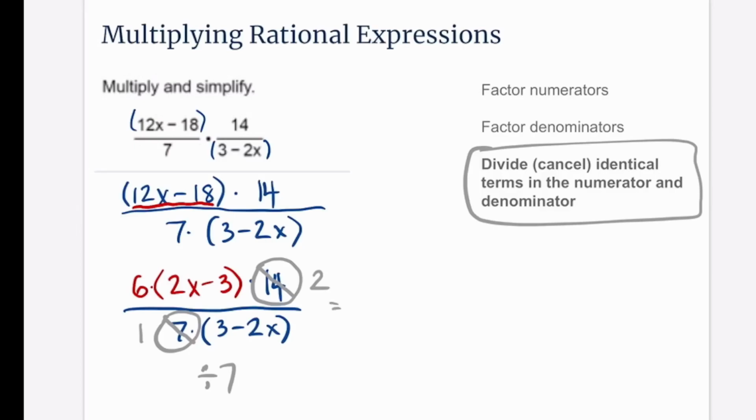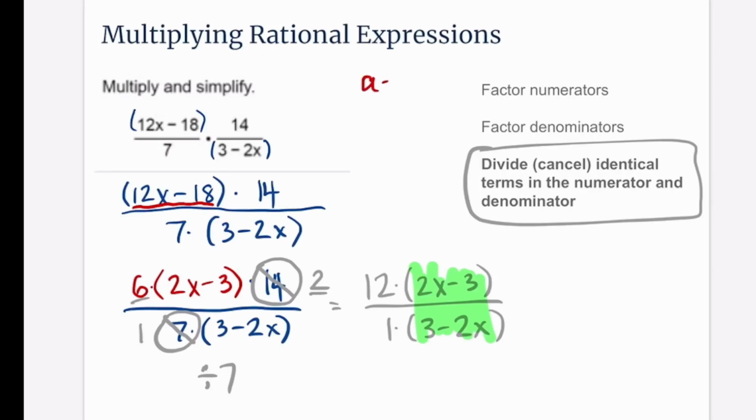So now I have in the numerator 6 times 2. So I have 12 times 2x minus 3. And in my denominator I have 1 times 3 minus 2x. Now here's a special case. What we have in the parentheses are not exactly the same. So technically, if they're not the same, we shouldn't be able to cancel them. However, these are opposites. 2x minus 3 and 3 minus 2x.